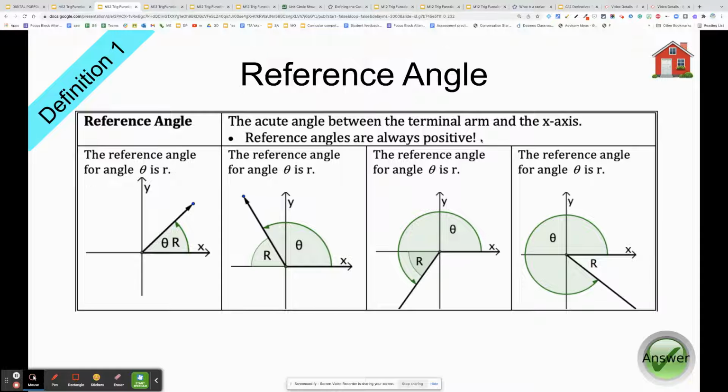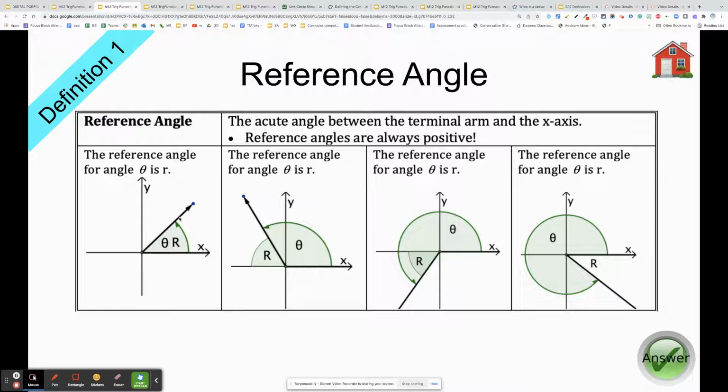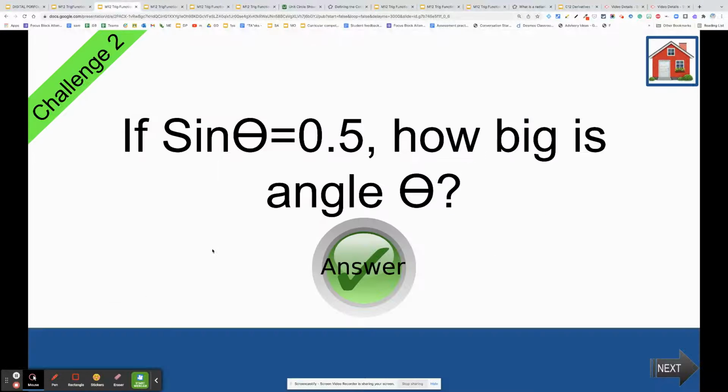The first thing we need to do is define reference angles. A reference angle is the shortest distance between the x-axis and the terminal arm. Here are the reference angles. These are not the reference angles. The reference angle is R, R, R, R. There you go.